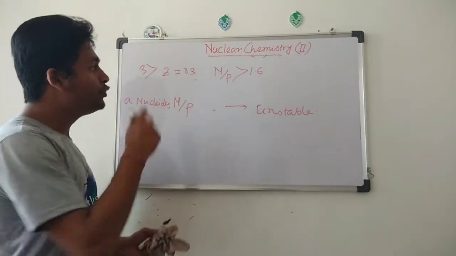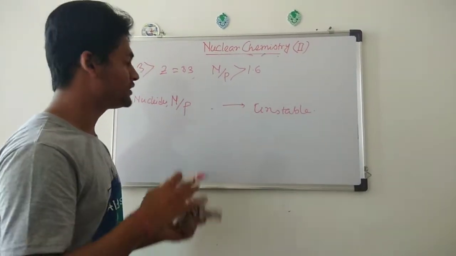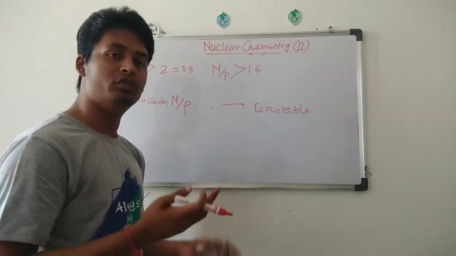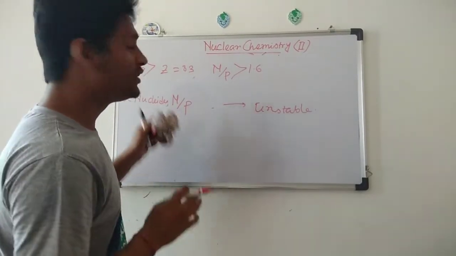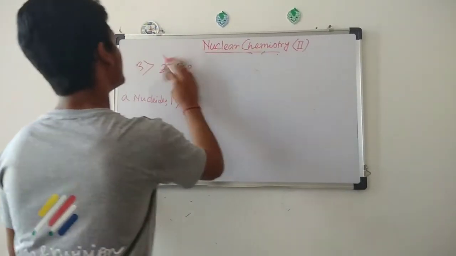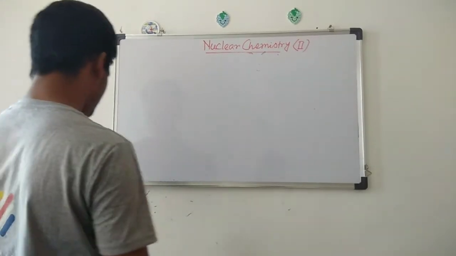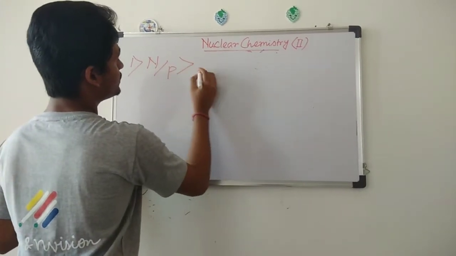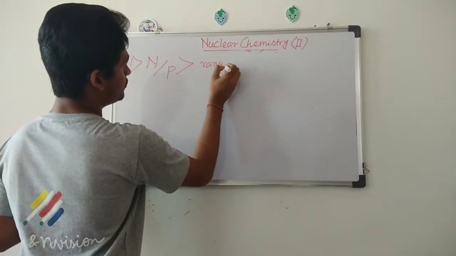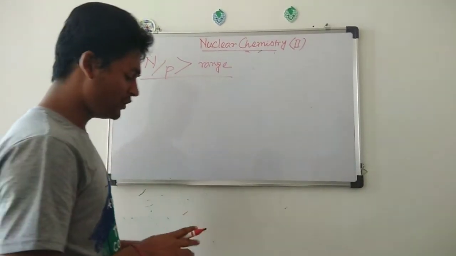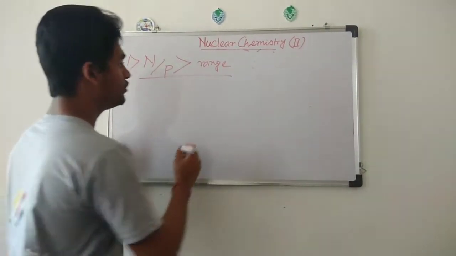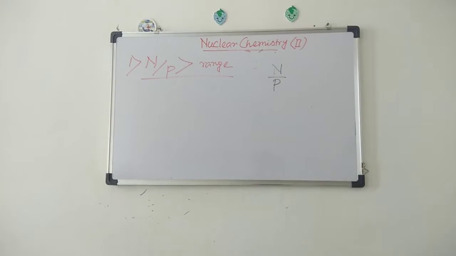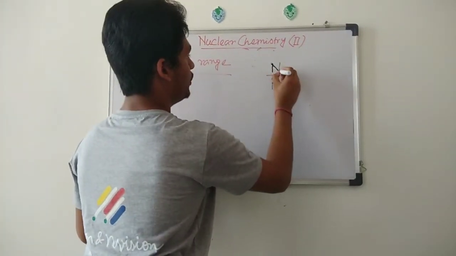If you know the N by P ratio, whether it is greater than or less than the range, you can predict which type of emission it will undergo, like beta emission or neutron emission or whatever. So we will discuss these things now. At first, if the N by P ratio is greater than the range, what will happen? This is my N by P, and now it is greater than the range.